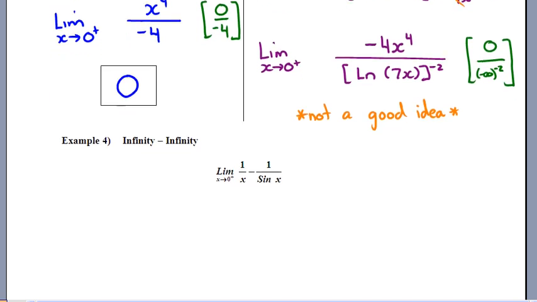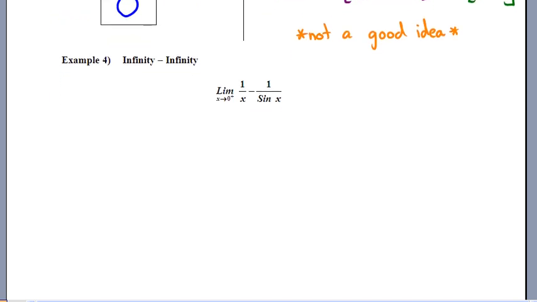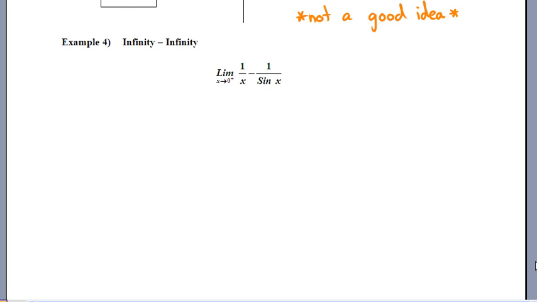Okay, option 4. What if you have an infinity minus an infinity? Well, you kind of need to know which infinity is bigger than the other, right?